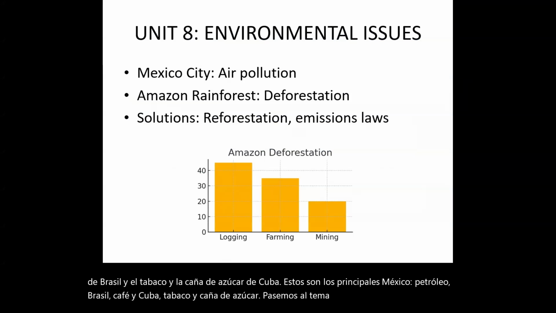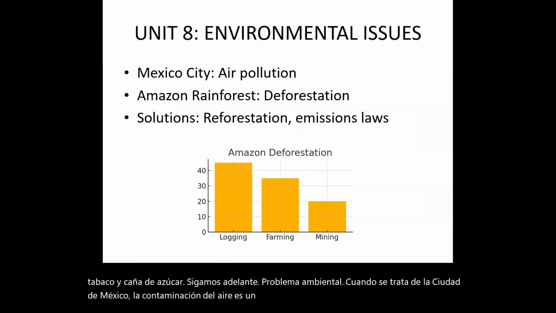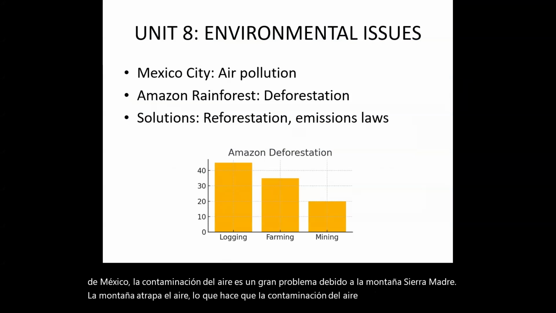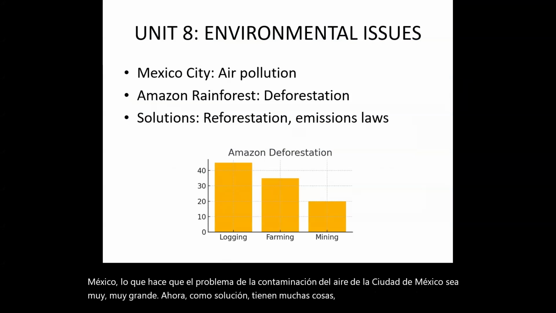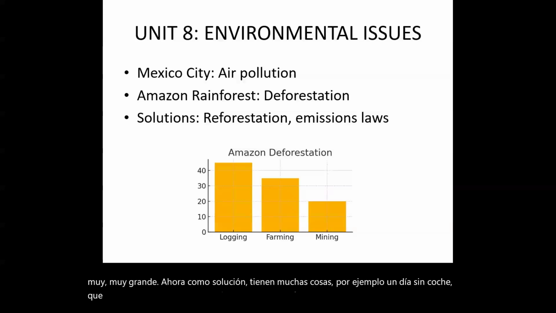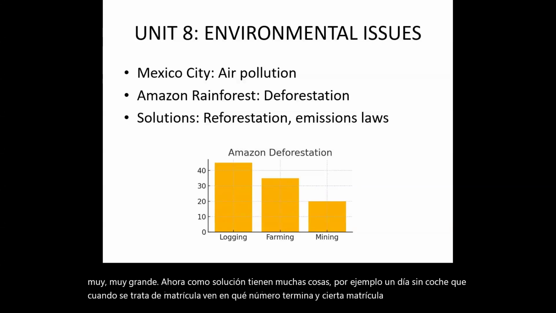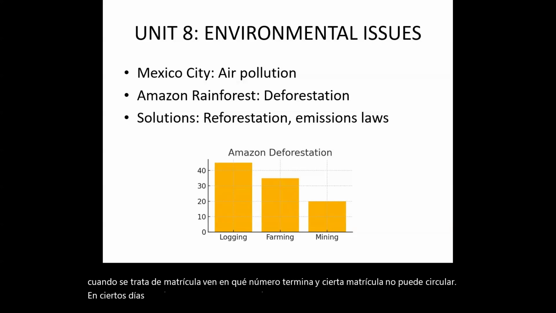When it comes to Mexico City, air pollution is a huge issue because of the Sierra Madre Mountain. Sierra Madre Mountain traps the air, which makes the air pollution trapped inside of Mexico, making Mexico City's air pollution problem very, very huge. Now, as a solution, they have many things. For example, one day without a car, where they look at what number the license plate ends with, and certain license plates cannot drive on certain days. And they also have buses, autobuses, where they have more electric buses and more people can ride public transport.